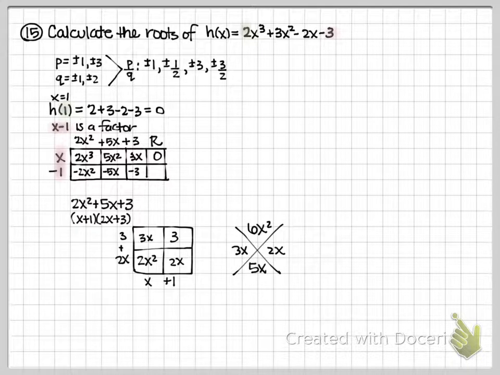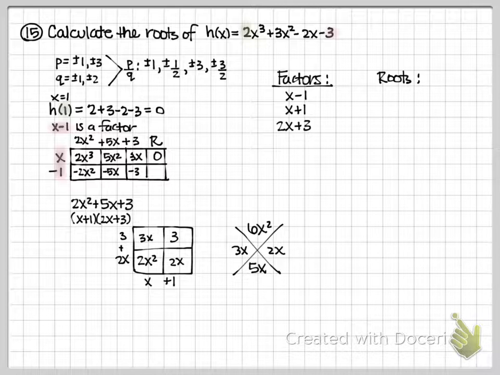All right, so I want to calculate the roots of this thing. Let's write out what I've got here. The first factor that I found was x minus 1. The other two factors that I found were x plus 1 and 2x plus 3 from my division. In order to find the roots, I'm just going to take those, set them equal to 0, and then solve for x.